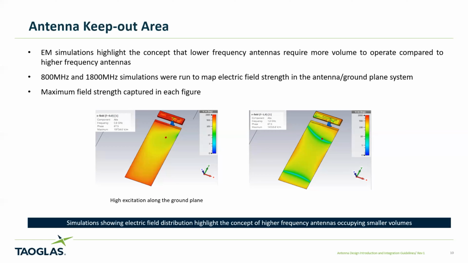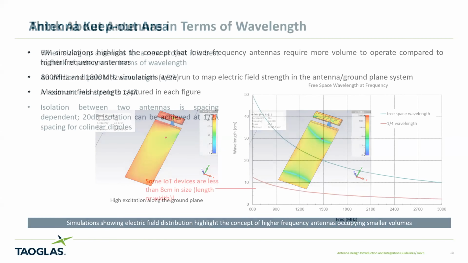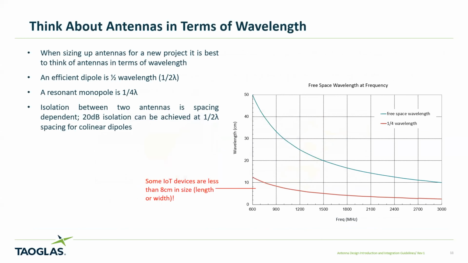But at these two different frequencies, you can see at the higher frequency, at 1.8 gigahertz, there is much less electric field strength being displayed or induced on that ground plane. So this is a good visual to show that the antenna mode volume is actually shrinking as you go up in frequency. You don't need as much of that ground plane as you would if you try and drive at a lower frequency. Any questions so far?